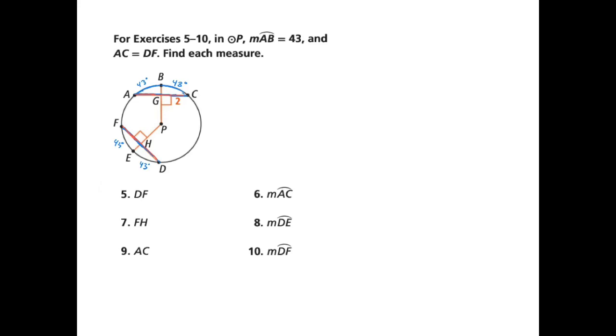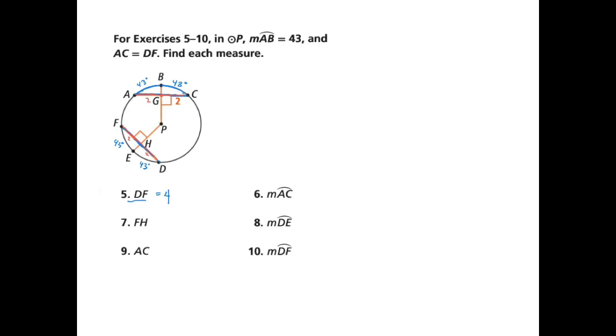All right, and what else do we got going on here? I see that GC has a length of 2. Well, I know that this is cutting our chord in half, so that's got a length of 2 as well. And I know that this chord is congruent, so both of these have lengths of 2. All right, let's see if that answers my questions. The first question says, what is DF? Well, DF is 2 plus 2, so DF has a length of 4.